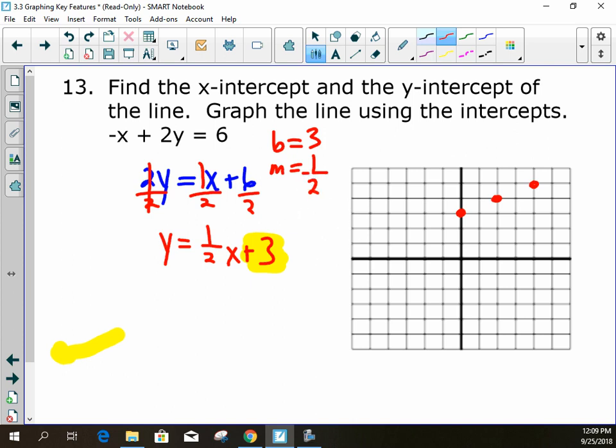Now, what do I need? I have my y-intercept. I have my slope. What do I need now? The x-intercept. I'm not going to work it by going up and over. I'm going to have to go down 2, down 1 over 2. There it is. What's my x-intercept? 6, 0. I don't identify it as anything. I just write 6, 0.